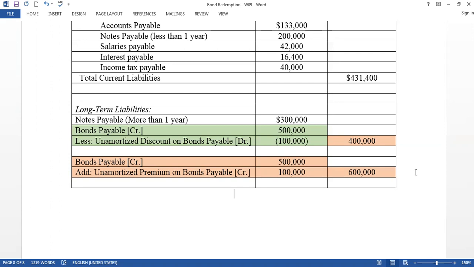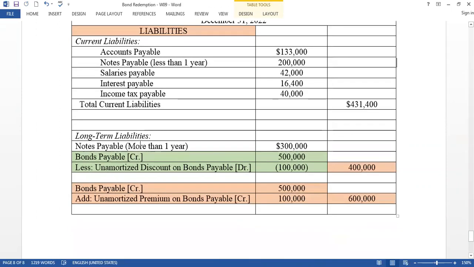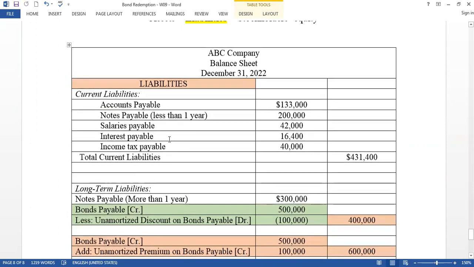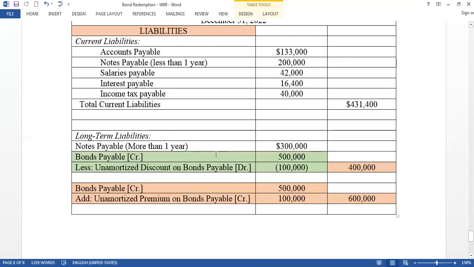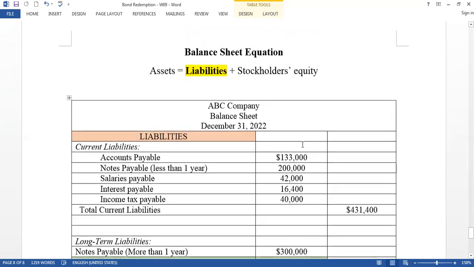So this is about how to prepare the balance sheet, the liability side. We have current liabilities, we have long-term liabilities, and this is the way to present the balance sheet. So this is all about this chapter.